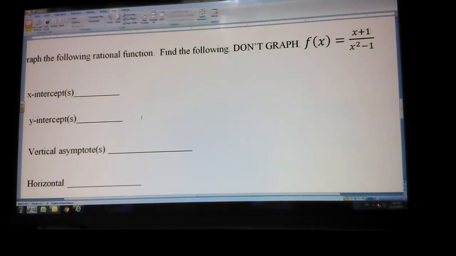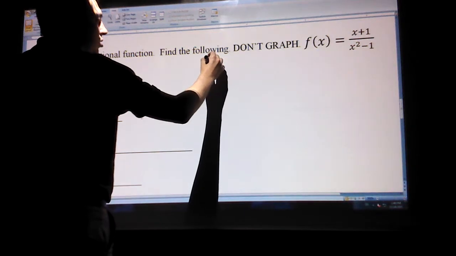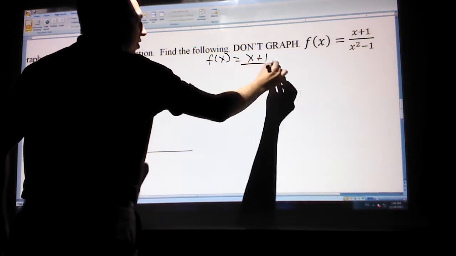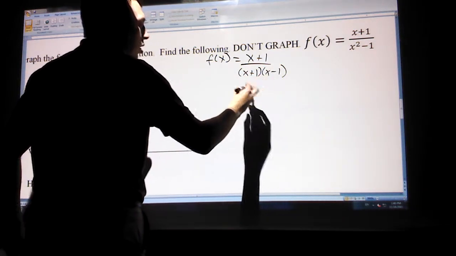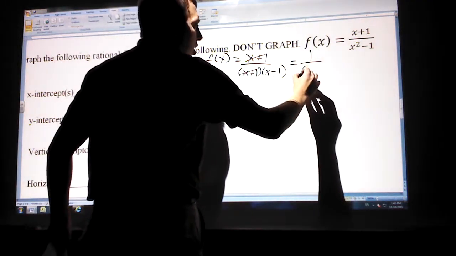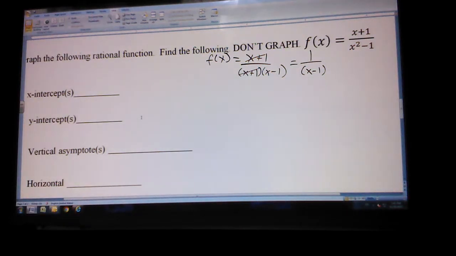When you graph and need to answer all these questions, first thing you need to do is factor and see if anything cancels. Something will cancel. So this is f of x equals x plus 1, and this factors to x plus 1, x minus 1. The x plus 1's cancel, and I'm going to be looking at 1 over x minus 1. Remembering that there is a hole at x equals negative 1.